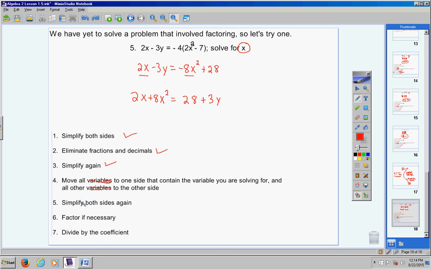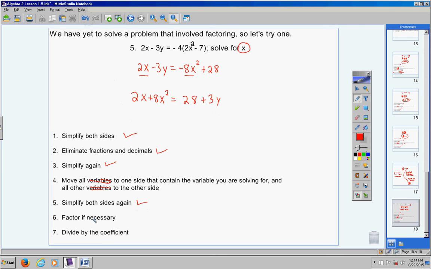Now, simplify both sides. A lot of you might say, oh cool, 10x cubed or something like that. No, these are unlike terms. One is an x term and one is an x squared term. They are not like terms. They are different terms. Over here we have a constant term and a y term. They are unlike terms. You cannot combine them. So there's no simplifying we can do.